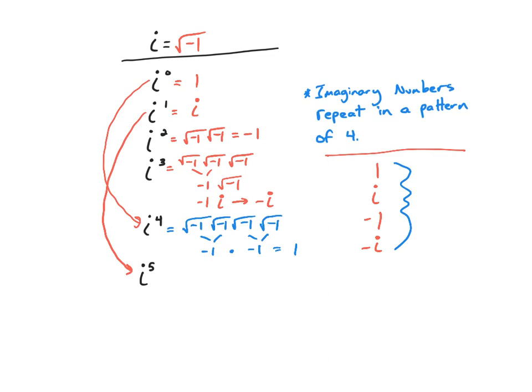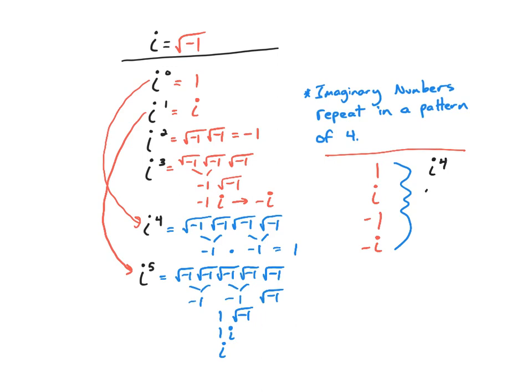So i to the fifth would fall in line here. Okay, so we go to i to the fifth next, and I have 5 of them. Okay, we pair them up. I have -1, -1, and then we have the square root of -1 left over. -1 times -1 is +1, with the square root of -1 left over. 1 times i, which is i, and we said i to the first is equal to i, and i to the fifth should be the same value, and it is.